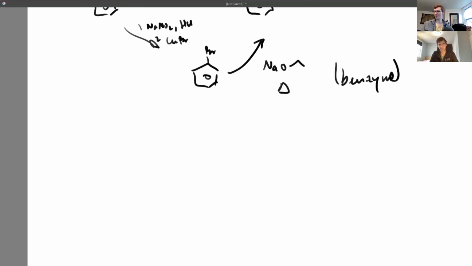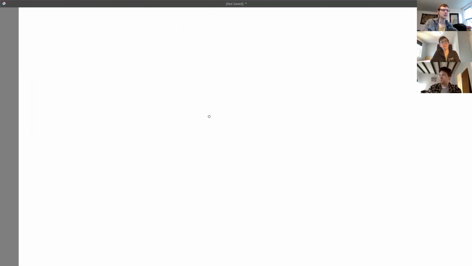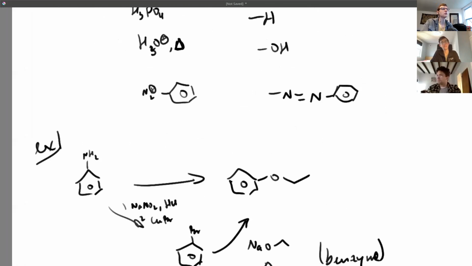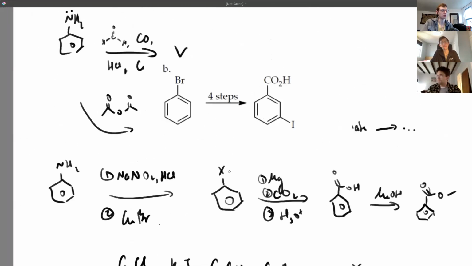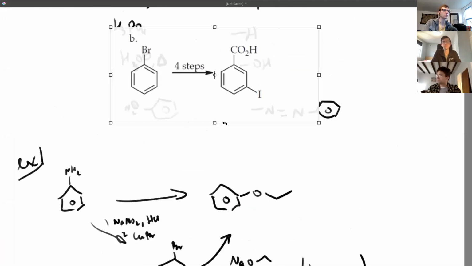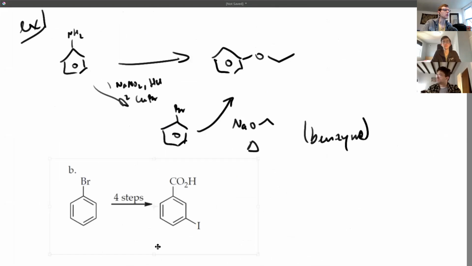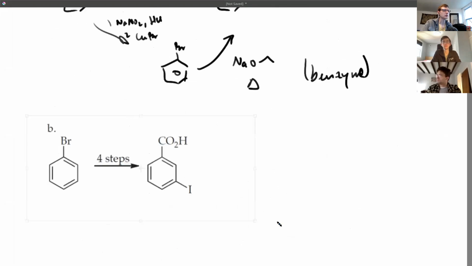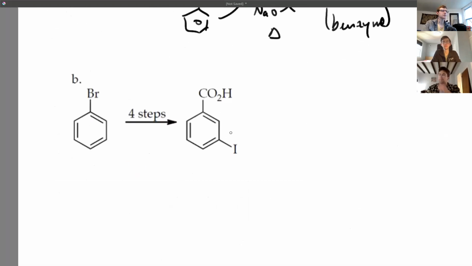Cool. Let's pull up another synthesis problem. There's some more. This one's more involved. It has 4 steps now. That's fun. Let's see where to go. Oh, it's way up here. This all the way down. Cool.